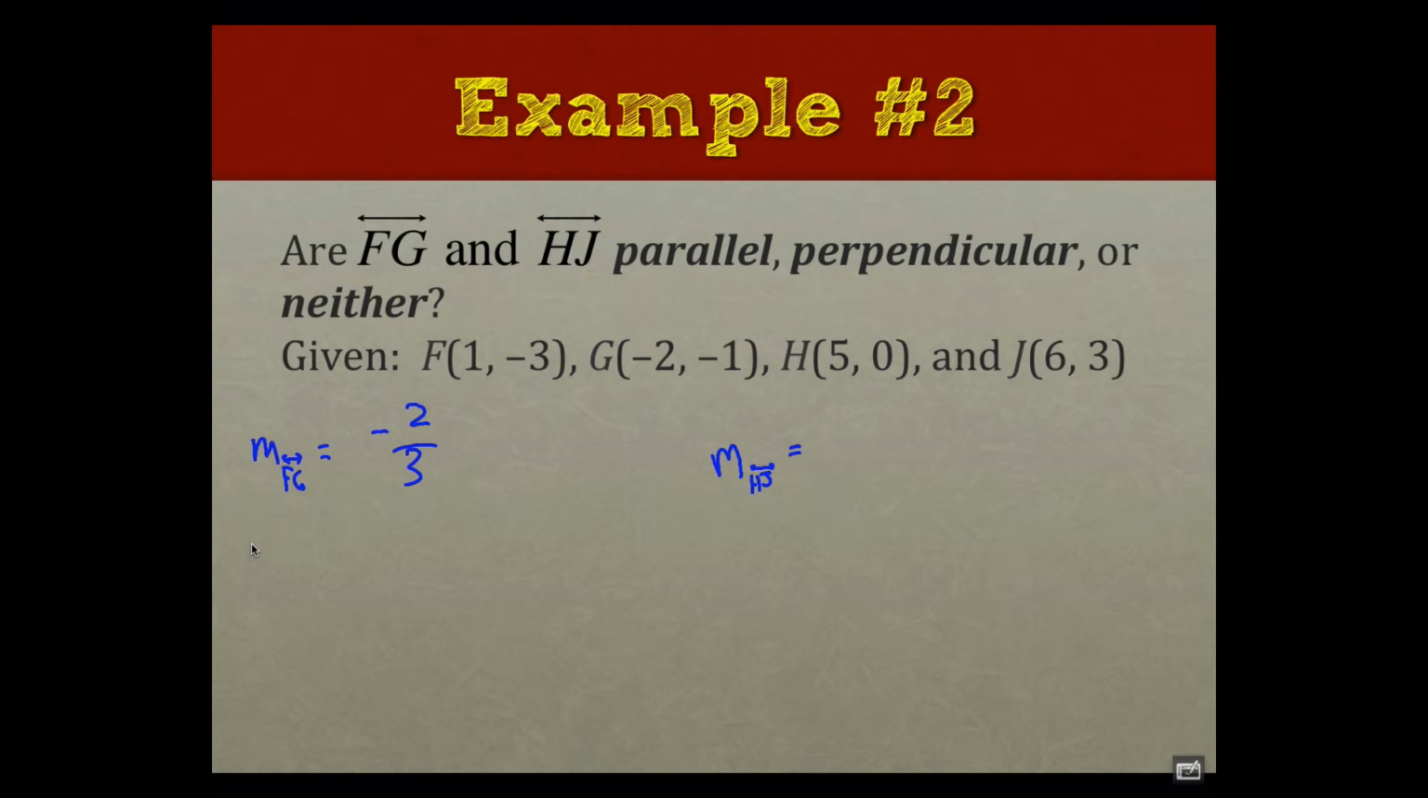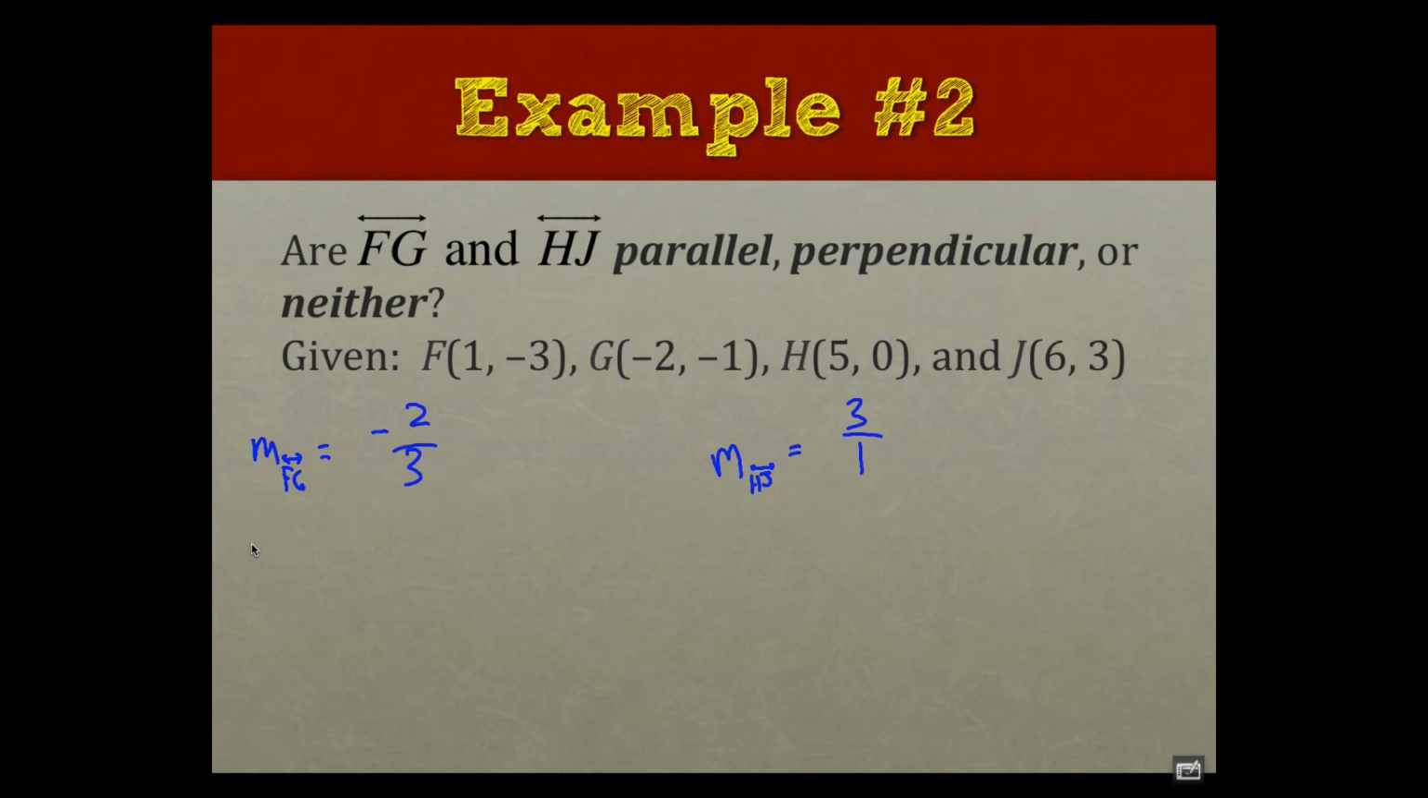Mary, what'd you get for the slope of HJ? I got 3/1. What'd you get? 3/1. Yes? So, what's the answer, Mary? 3. Oh, you meant like this parallel.